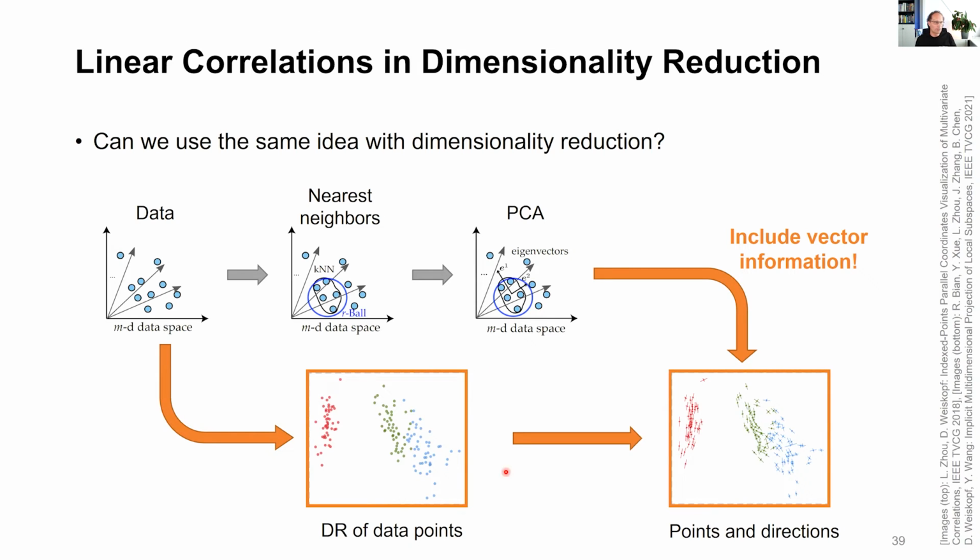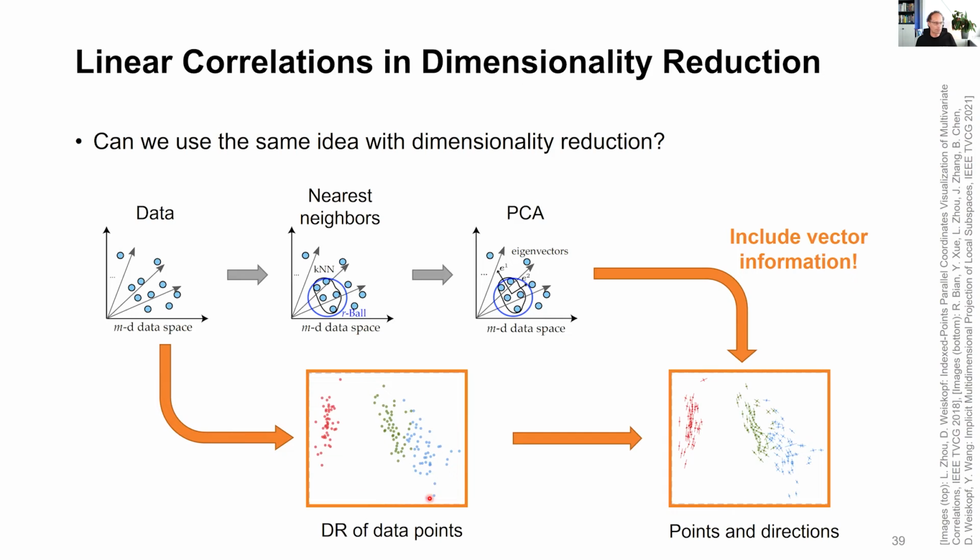And so what we'd like to do is keep this pipeline that we had before, where we essentially have direction information, vector information. We'd like to keep that pipeline, but we would like to marry or merge it with the dimensionality reduction of data points. So the usual process here is that you have the m-dimensional data space.